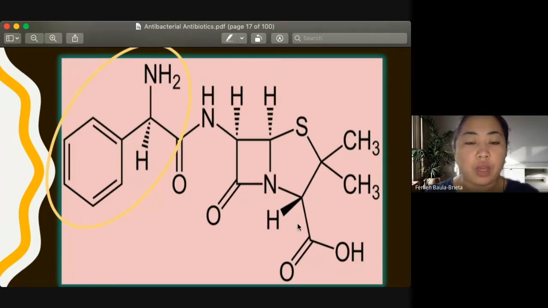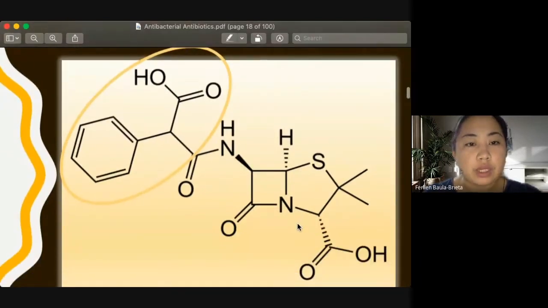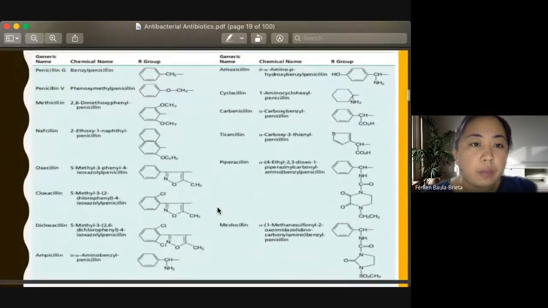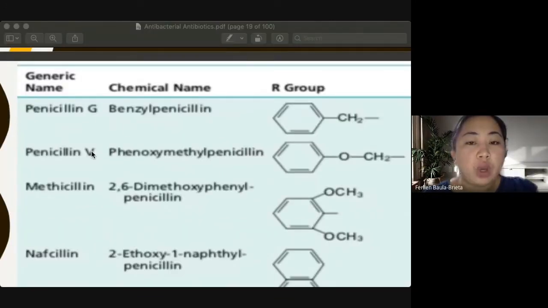Another example is this one. It's almost the same, but it's not the amine right now, but the acidic compound, our carboxylate. So these are examples of our penicillins, and they have a unique R group here. For penicillin G, this is the unique R group. Penicillin G and penicillin V almost have the same R group, but of course, we need to add polar groups to make our drug available orally. So that's the addition of our oxygen here. That is an ionizable polar group.